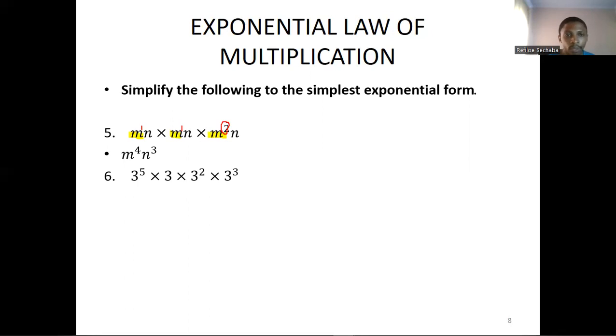You're multiplying 3 to the exponent of 5 times 3 to the exponent of 1 times 3 to the exponent of 2 times 3 to the exponent of 3. That will give you, keep the base, which is 3, because we're multiplying, and the rule is that when you multiply the same bases, you keep the base and you add the exponents. 5 plus 1 is 6. 6 plus 2 is 8. 8 plus 3 will give you 11. Hence, the answer here in simplified form will be 3 to the exponent of 11.